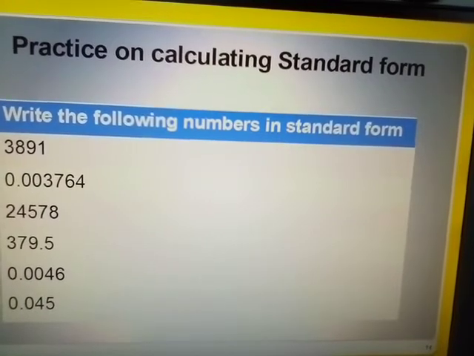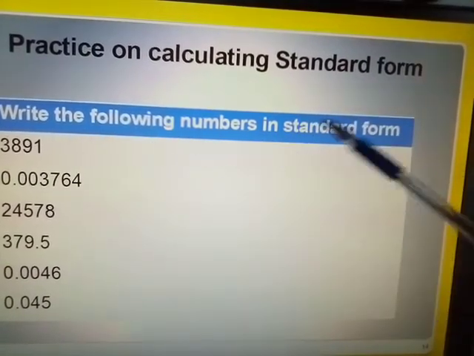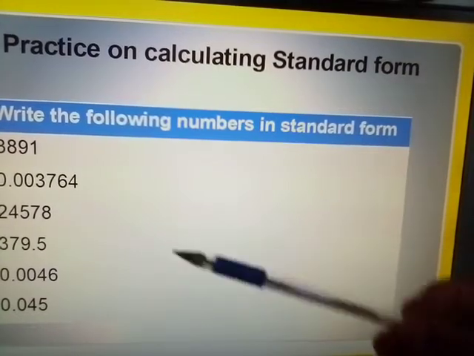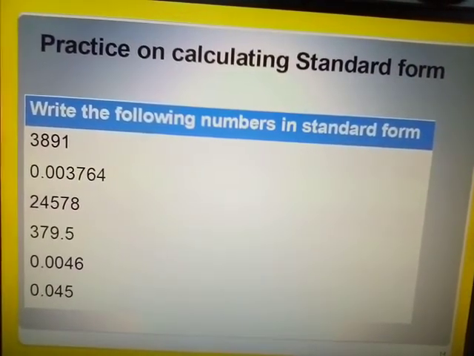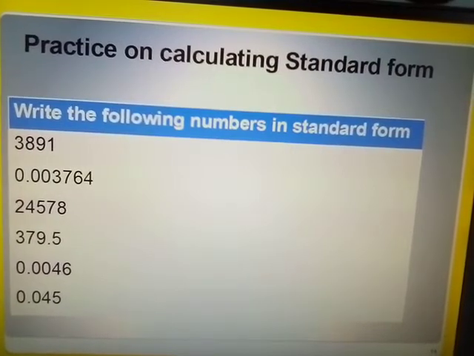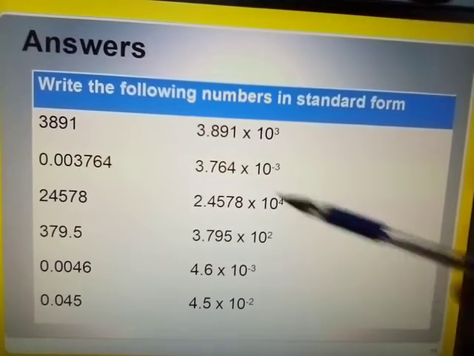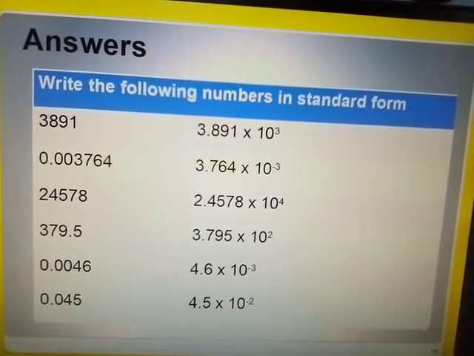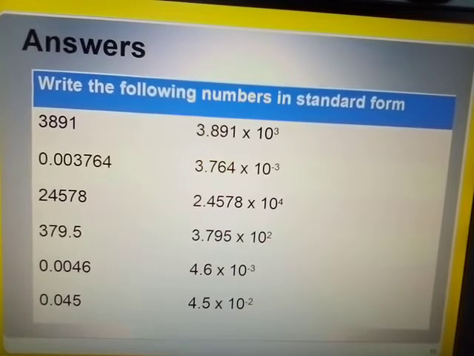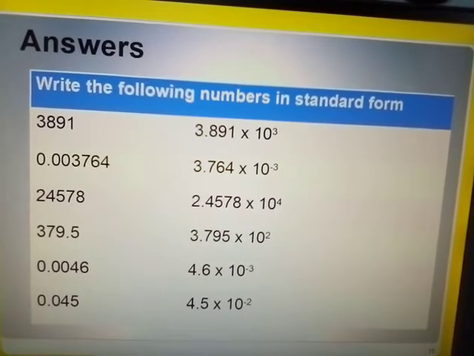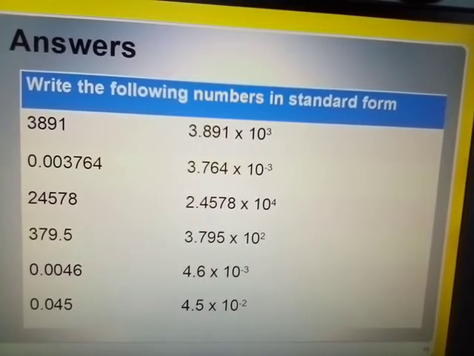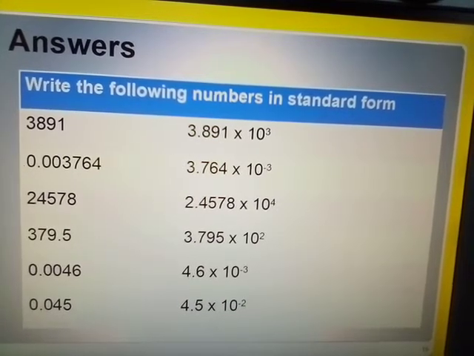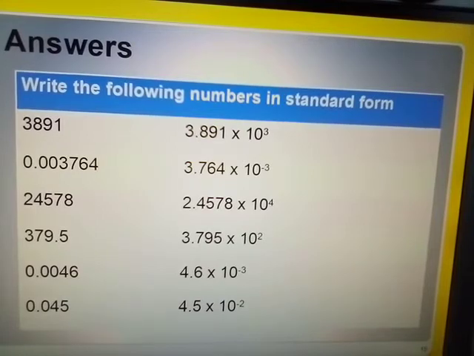Now, practice on calculating standard form. So here, write the following numbers in standard form. So try this first before you go on to look at the answers. Okay. And this is what it will look like in our answers. 3.891 times 10 to the 3, 3.764 times 10 to the minus 3, and 2.4578 times 10 to the 4, 3.795 times 10 to the 2, 4.6 times 10 to the minus 3, and 4.5 times 10 to the minus 2. Okay.